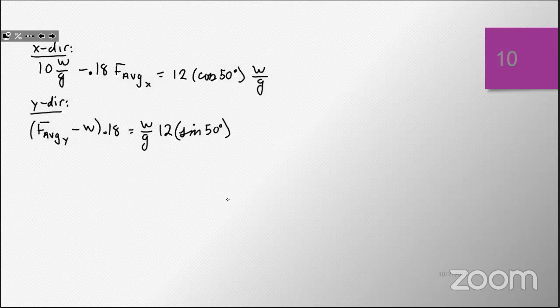So now, what can we do? We can solve each one of these for F average in the x direction and F average in the y direction. And then we'll know the y and x components of our forces as a function of the weight, and then we're done with the problem, right? So let's solve this one for F average. I was going to solve this for F average in the x direction.